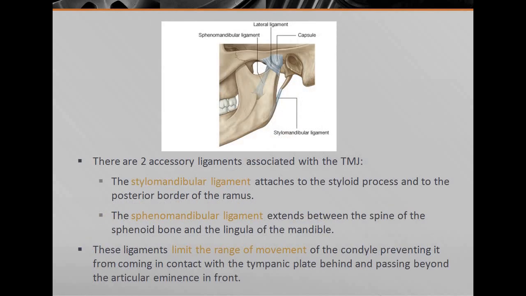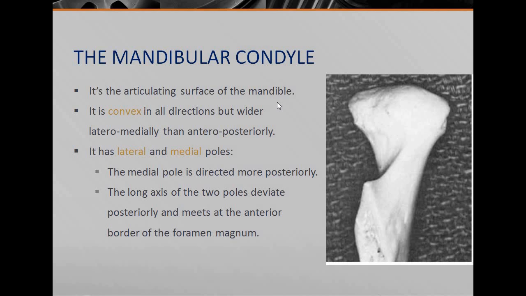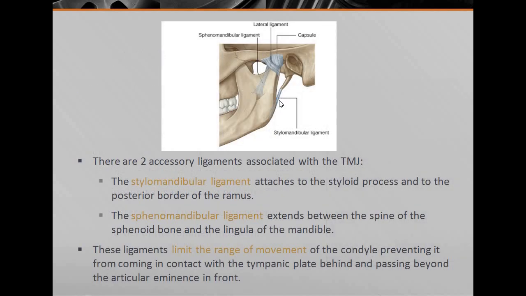There are two accessory ligaments associated with the TMJ. Number one, the stylomandibular ligament, which extends from the styloid process to the posterior border of the ramus of the mandible. So this is the stylomandibular ligament. Stylo means it is attached to the styloid process, and mandibular means it is attached to the posterior border of the ramus of the mandible.